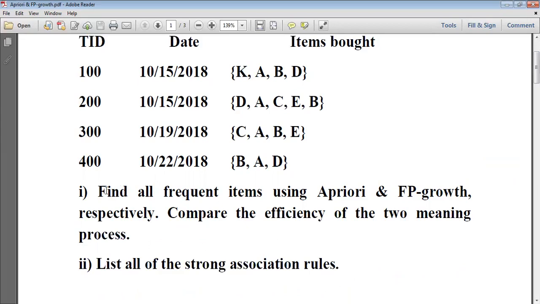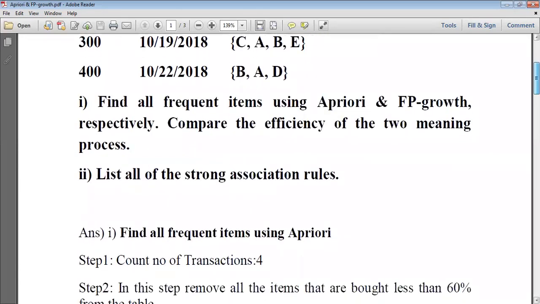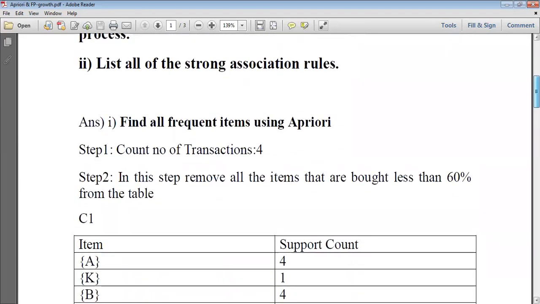So in this problem, we mainly have to find all frequent itemsets using the Apriori and FP-growth algorithms and compare the efficiency of the two mining processes. And also you can list all of the strong association rules. How can we find them? Here, first, it describes how to find all frequent itemsets using the Apriori algorithm.